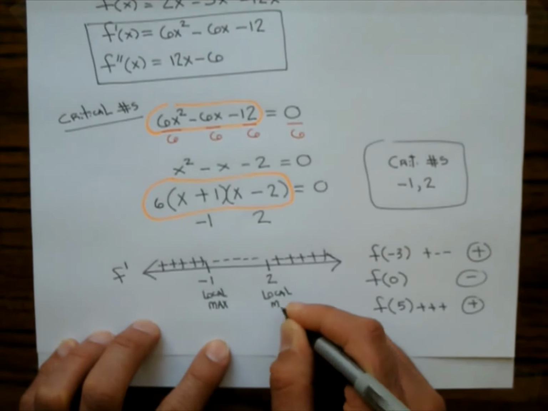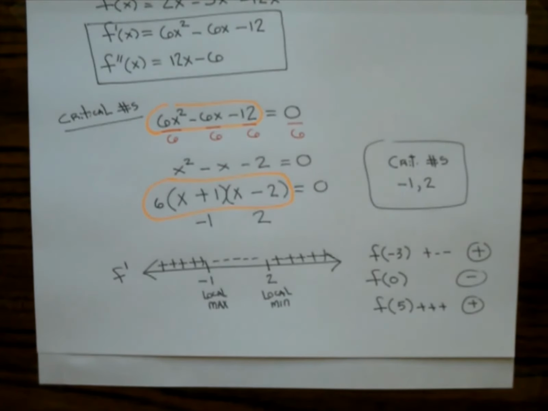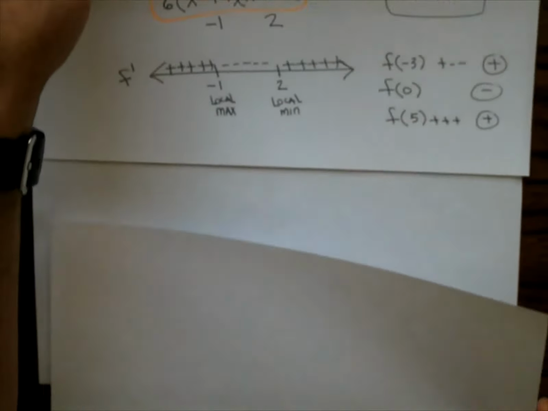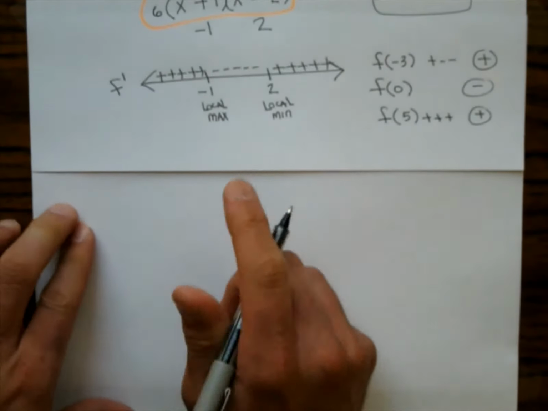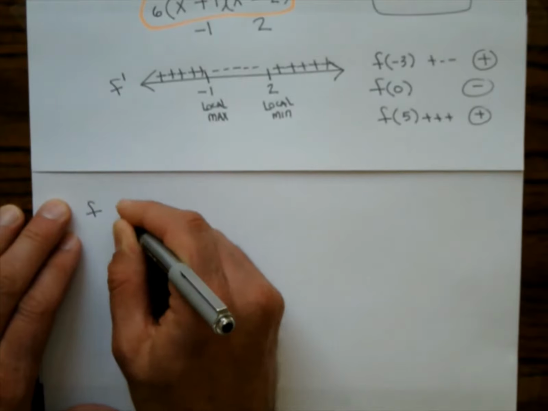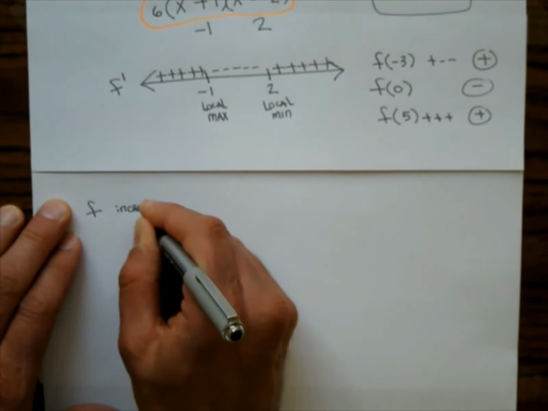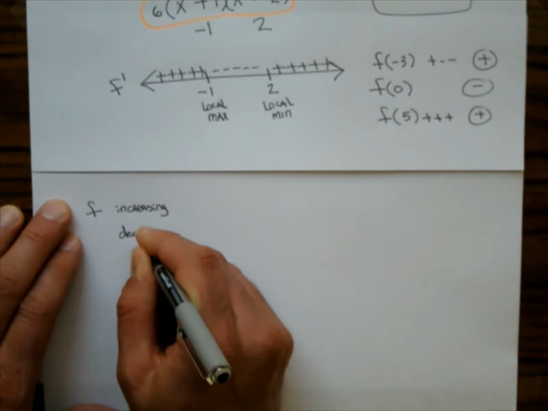local minimum at 2. So in our list of things that they asked us to do, they asked us to find where it's increasing and decreasing and our local mins and maxes. So if we want to officially write that out, we can use this to help us. So f is increasing and f is decreasing.